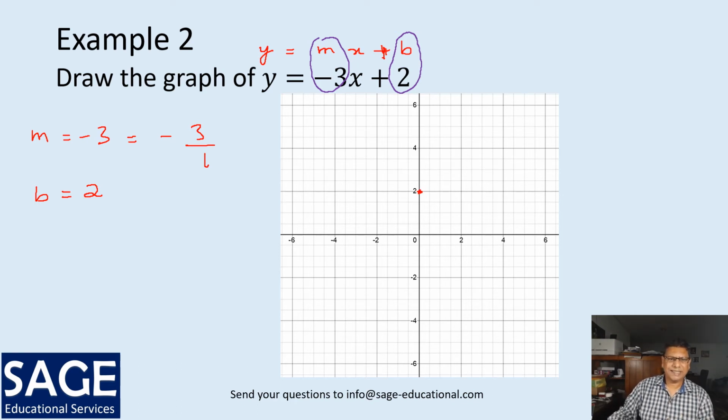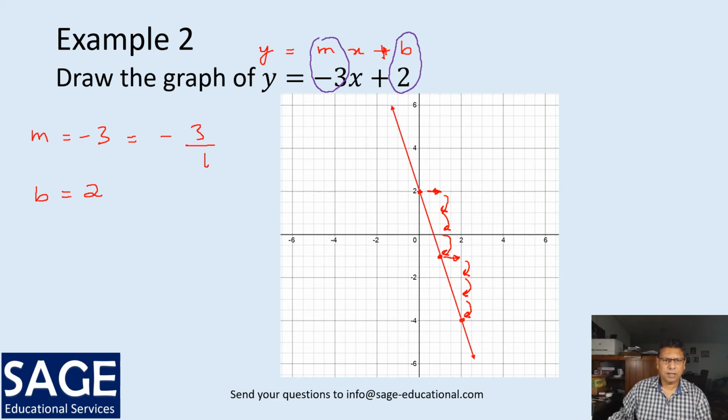Now since the slope is negative 3, from that point I will go 1 unit to the right, and then negative slope means that I will go 3 units down. So that's 1, 2, and 3 units down. So that's my next point. If you want to get another point, same thing, go 1 unit to the right, and then go 1, 2, 3 units down. So that's another point. And once you have a few points, all you need is actually 2 points, but if you want to plot more points, that's fine as well. So now we want to just join these points through a straight line. So there's the line for y is equal to negative 3x plus 2.